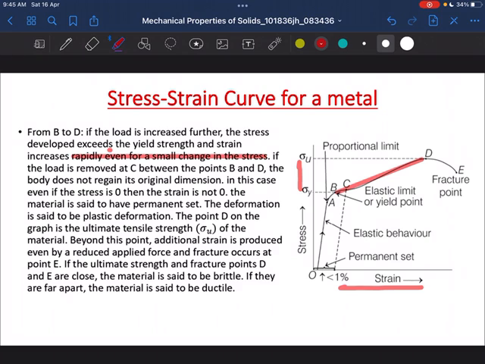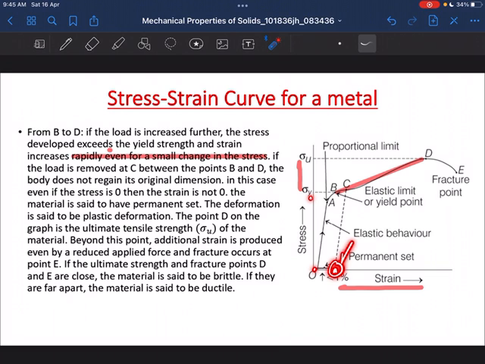Now if the load is removed at C, अब अगर ये point C पे, and if I remove the load, so we are going from A to B, then B to C. At the point C, if you remove the deforming force, then what happens? From the point C, it does not regain back to its original shape. Basically the object becomes deformed. So now it comes to this point. If you remove the deforming force, the stress becomes zero, but the strain is no more zero.